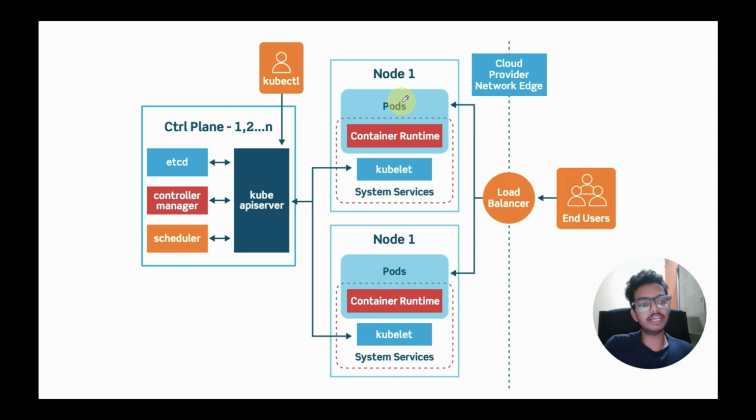Next, let's see the data plane, or worker node plane. These nodes take orders from the control plane and do the actual work of running your application. Here each node has three main components: kubelet, container runtime, and kube-proxy. Let's check out each of these components now. The first component is the kubelet.